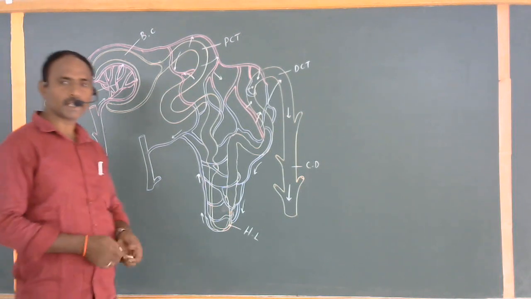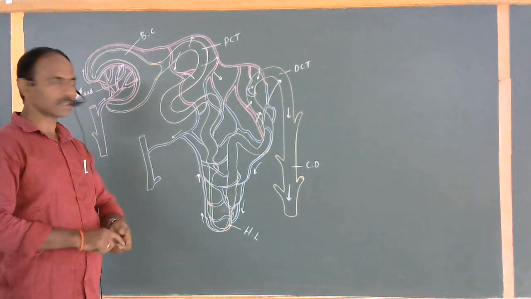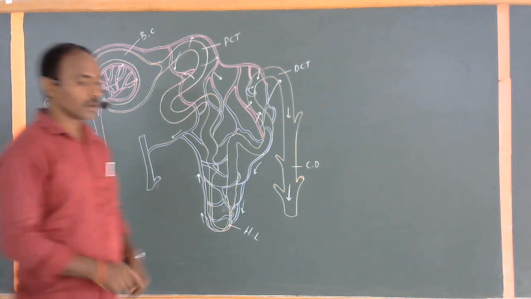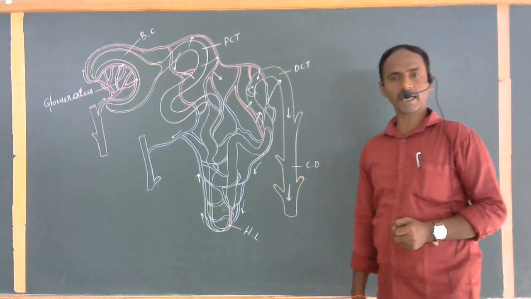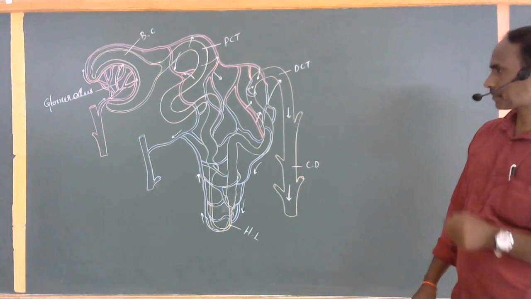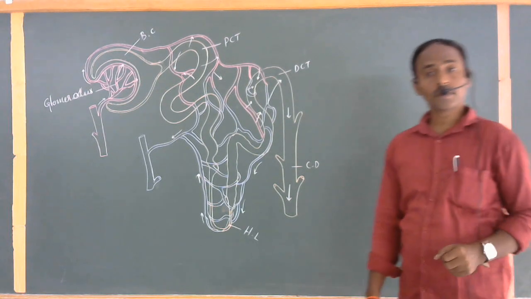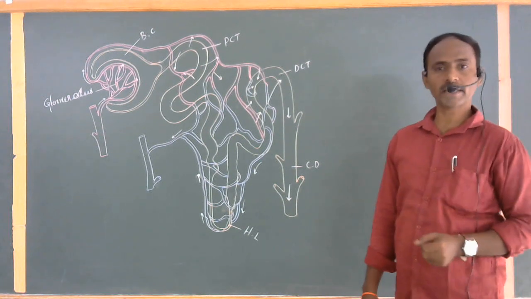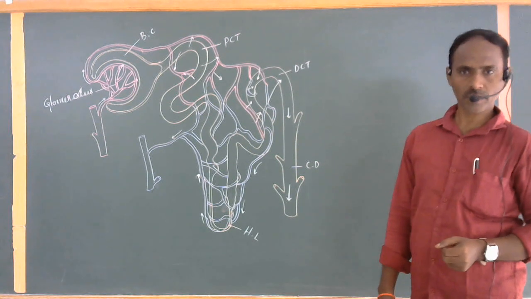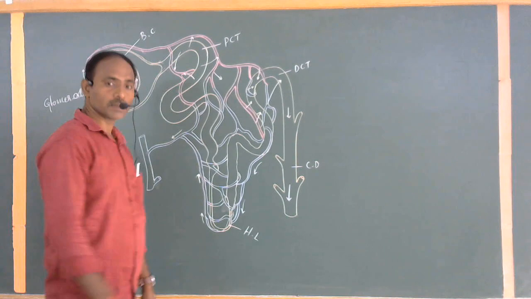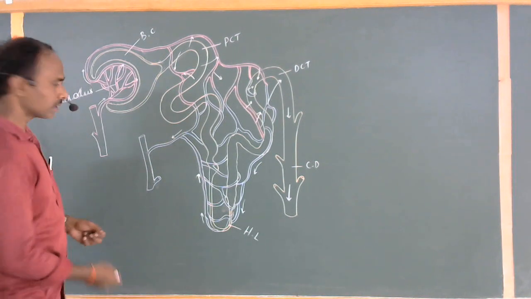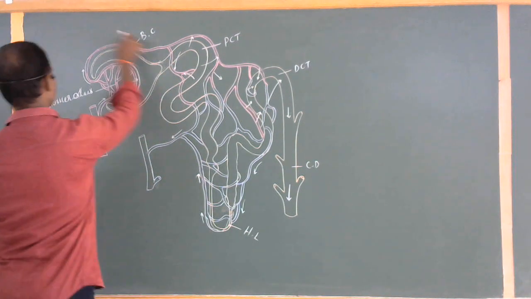Previously, the topic from yesterday we have completed successfully. What are the structures of the kidney, the external and internal features of the kidney? The structural and functional unit of the kidney is called the nephron. Today in this class, we are going to discuss urine formation, that is, the mechanism of urine formation.